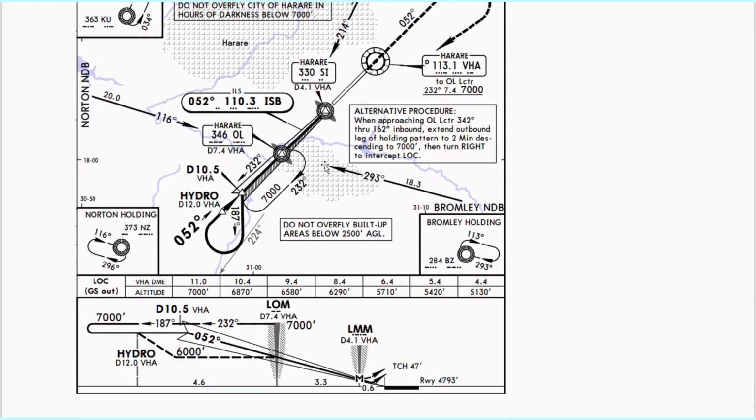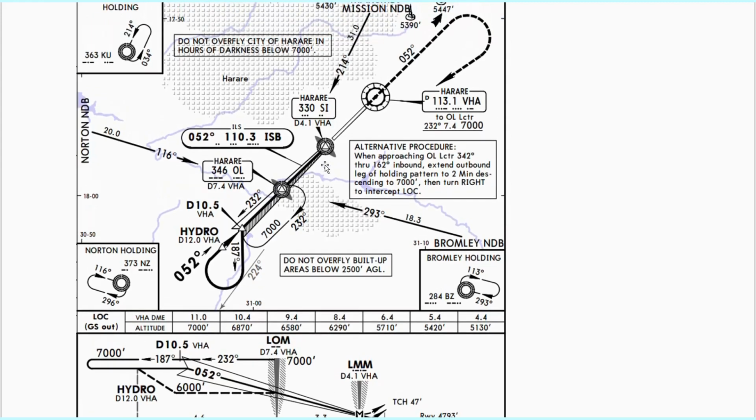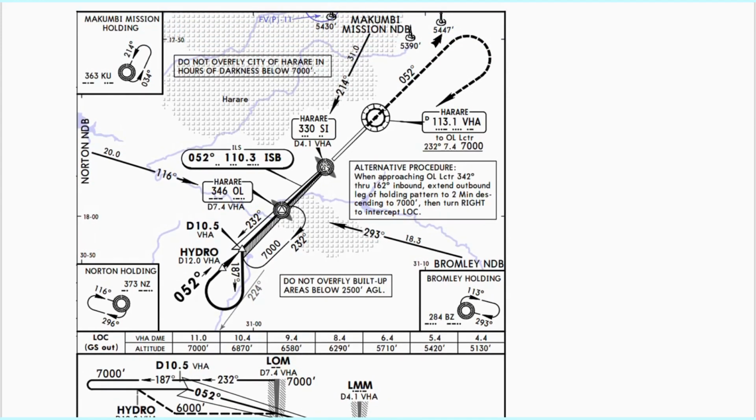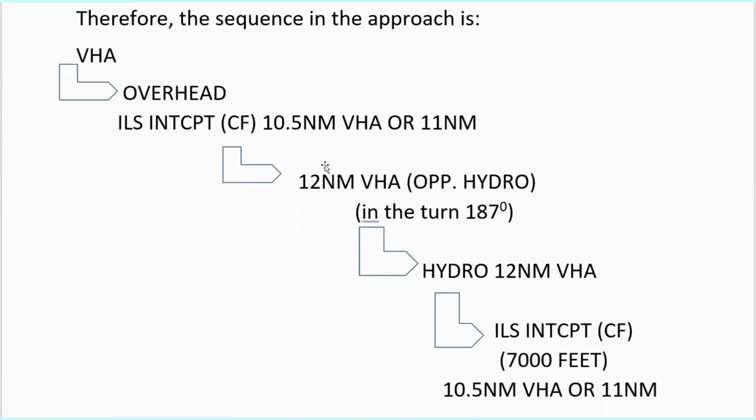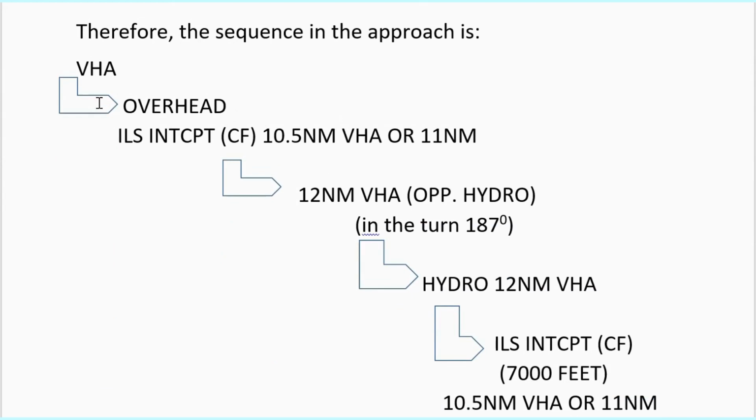You know, my presentations are not very fancy. I don't have that much facility to produce very fancy presentations, so sometimes I just tell you to keep part of this in store so that you can refer to it in the subsequent explanations. Now, if you look at the sequence, we are coming from the northeast. We're going to go over Victor Hotel Alpha, then overhead the ILS intercept, which is 10.5 nautical miles, or roughly 11 nautical miles, from the Victor Hotel Alpha.